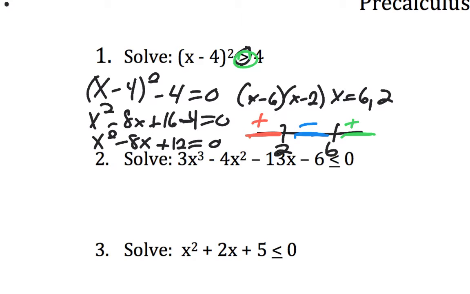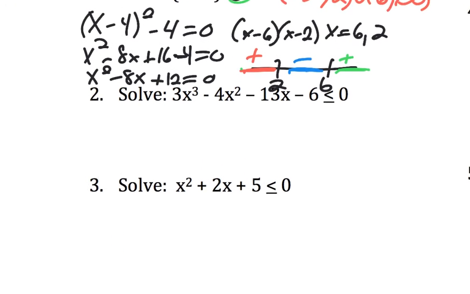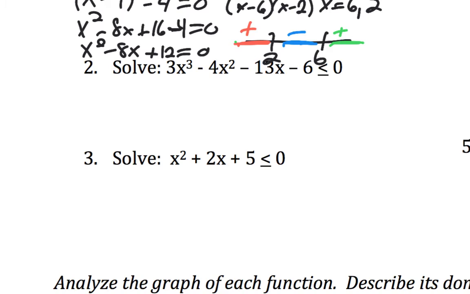I wanted things greater than, I guess, 0. When you move it over, minus 4 is greater than 0. So that means I want the green region and the red region. So writing that in interval notation, negative infinity to 2, or 6 to positive infinity. And that's it.